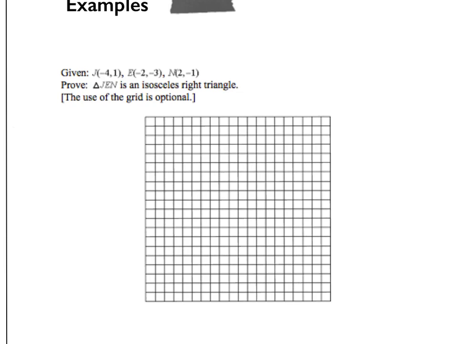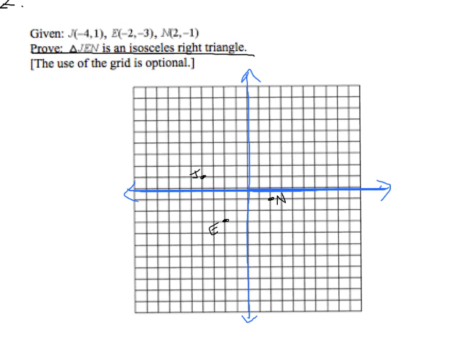Example number 2 says, given J, E, and N, which are 3 points, prove that triangle JEN is an isosceles right triangle. The first thing we need to do is graph this triangle. So let's graph it. 3 points: J (-4, 1), E (-2, 3), and N (2, -1). Make sure you have the right points at this point.